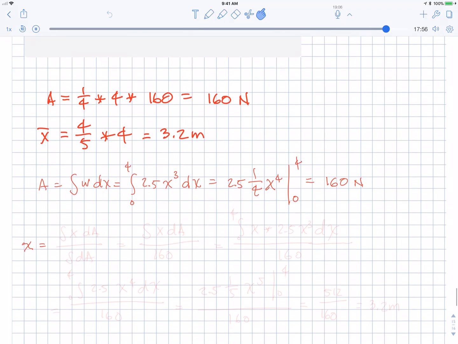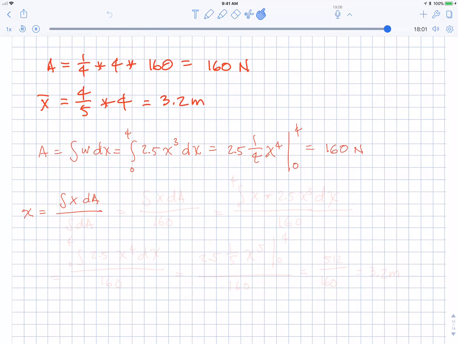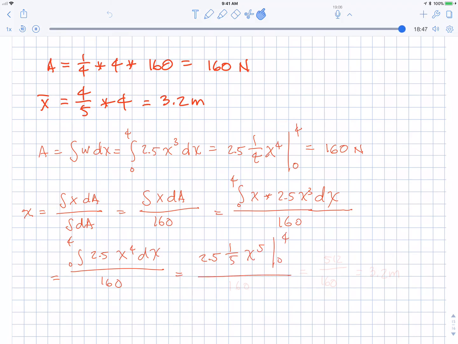Okay, x bar is just integral x dA all over integral dA. We just did the integral dA, which is 160, and so that will equal the integral from 0 to 4 of x times 2.5 x cubed dx, that's dA, w dx is dA, all over 160. And so that integral comes out to be the integral from 0 to 4 of 2.5 x to the 4th dx, all over 160. And that's just 2.5 times 1/5 x to the 5th from 0 to 4, all over 160. And hopefully that comes out to 3.2 meters.